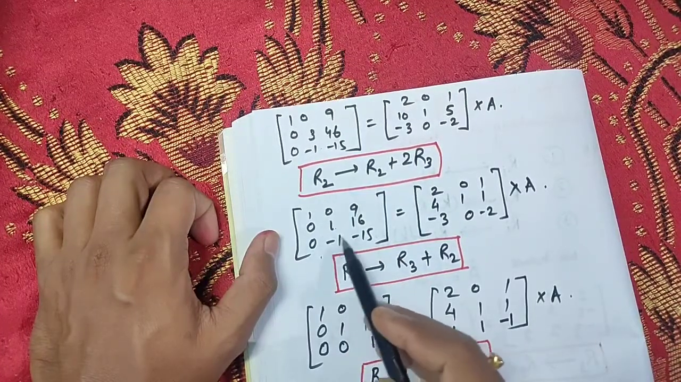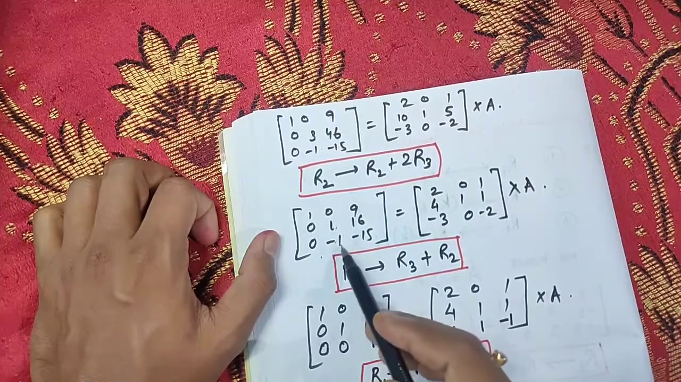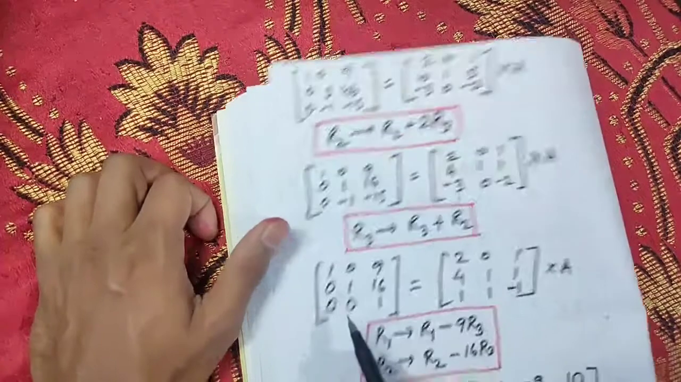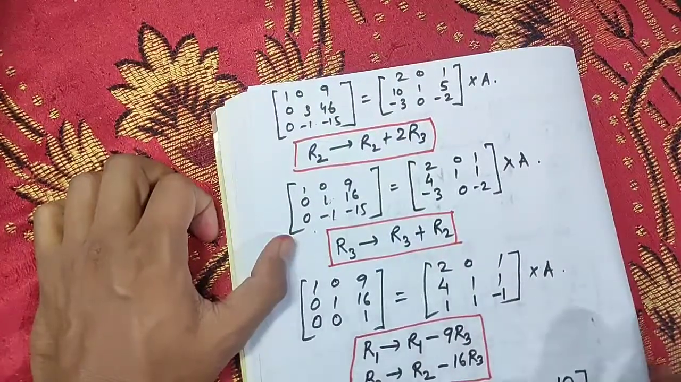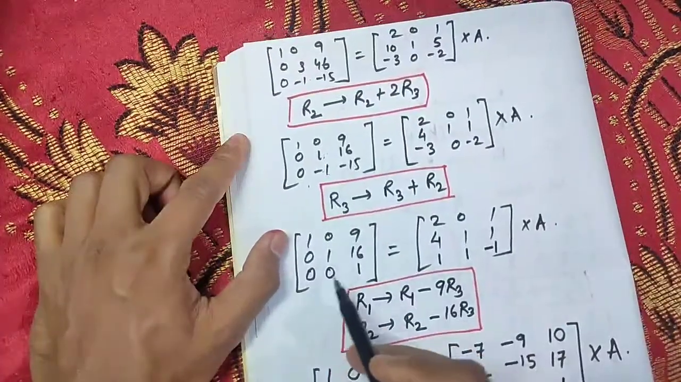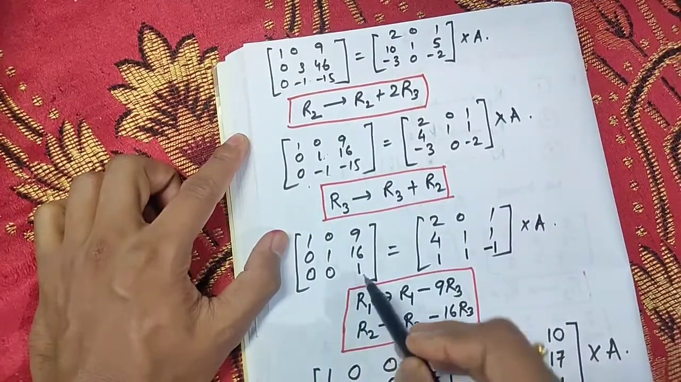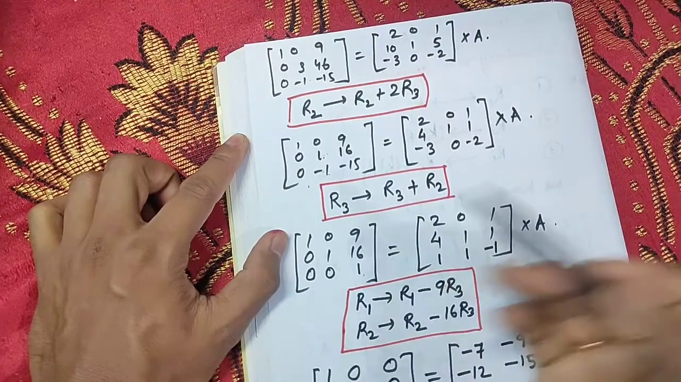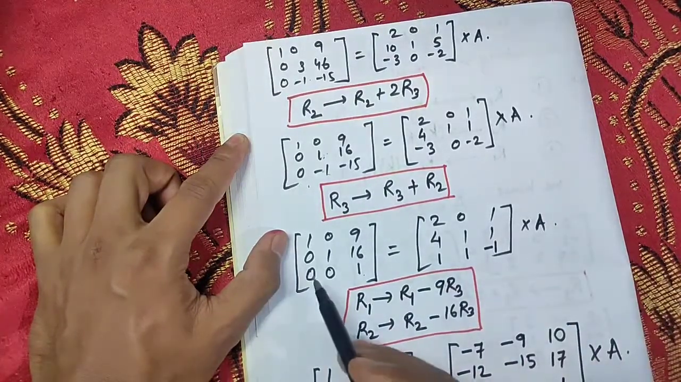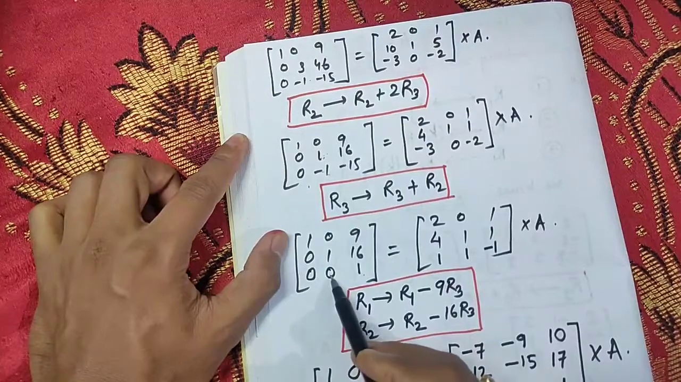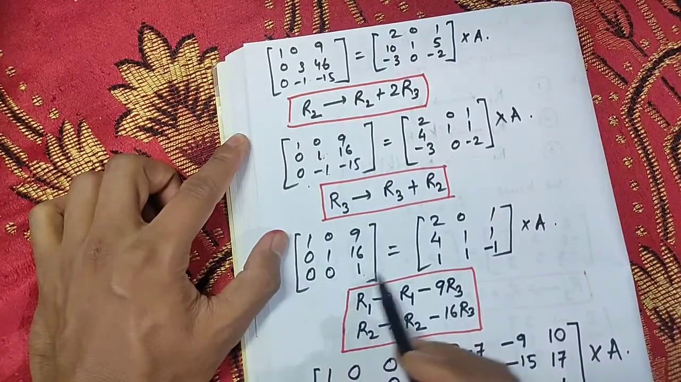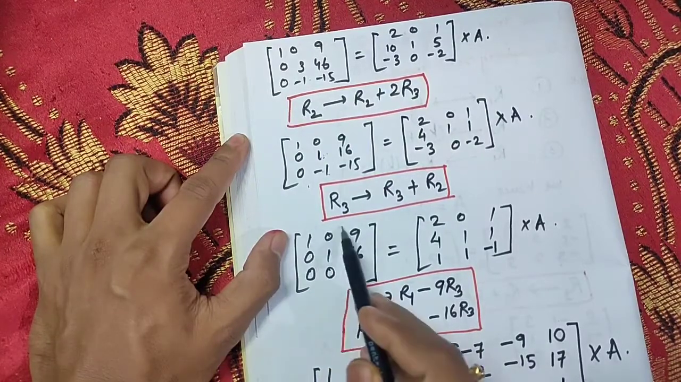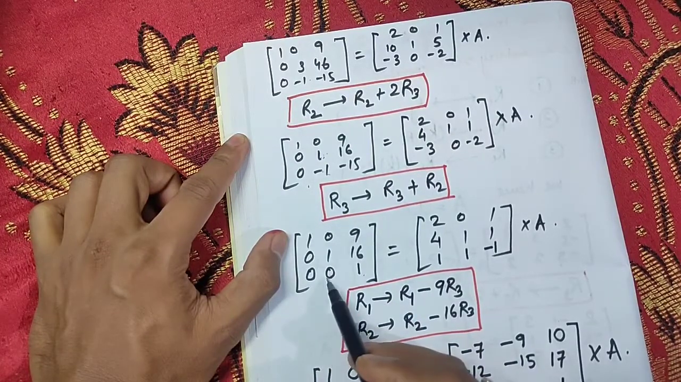Now we have to make this element into 0. Very easy. If you add these two, that means R2 plus R3, this will become 0. So 0 1 0 is already there, and here also 1 came. Now you have to make this one 0 and this one 0. It is also very easy. See, these two elements are 0. So whatever you multiply with R3, these 4 elements will not change because this is 0.